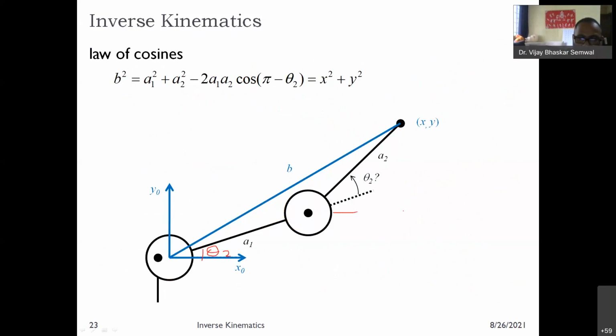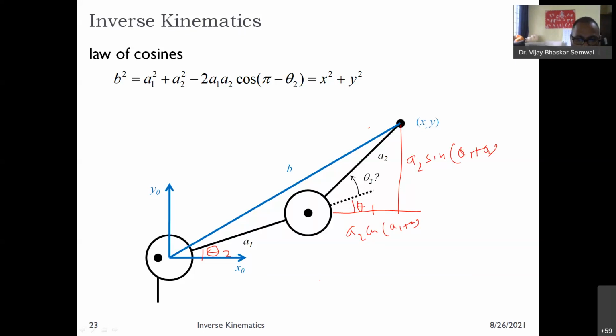Either I know what this value is. This is your theta 1. This is theta 2. This value I know is your A2 sin(theta 1 plus theta 2). This is your A2 cos(theta 1 plus theta 2).